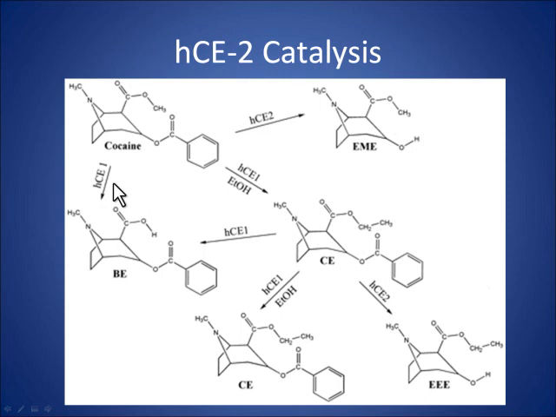Cocaine can also be metabolized by carboxyl esterase 1, which yields the small alcohol methanol, and benzoyl ecgonine, BE. Also, we can see that carboxyl esterase 1 can catalyze a transesterification reaction, if ethanol is present, removing the methyl ester and replacing it with an ethyl ester.